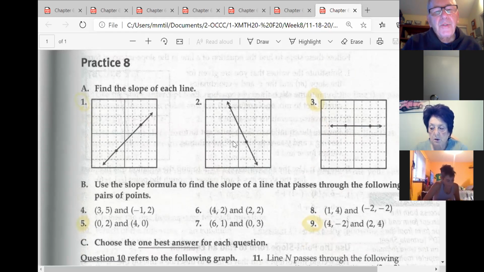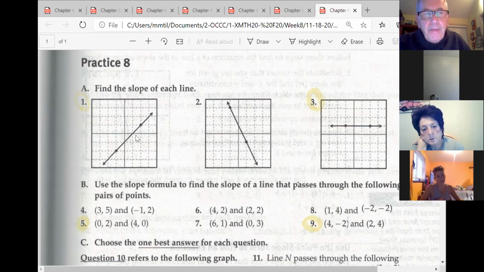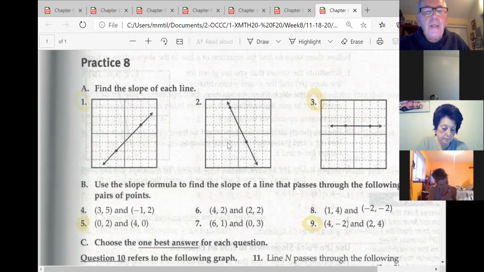The -4 is number 2. But number 1 is not. What would be the slope of 1? Emily, do you know what the slope of 1 is? I got 1. It is 1, because you go up 3 and you go over 3. 3 divided by 3 is 1. The second one is -2, because you go down 4 and over 2. So it's -4 divided by 2, which is -2.